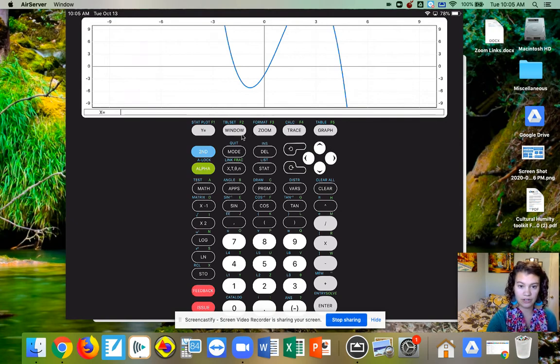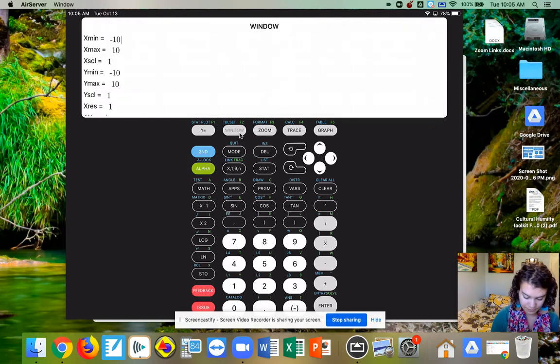So I'm going to go to window and adjust that. I need my y to be bigger. So hit window, and then I'm going to change this y max right there. So let's start with, say, 20 and see if that works. If it doesn't work, that's fine. We can put something else in there.